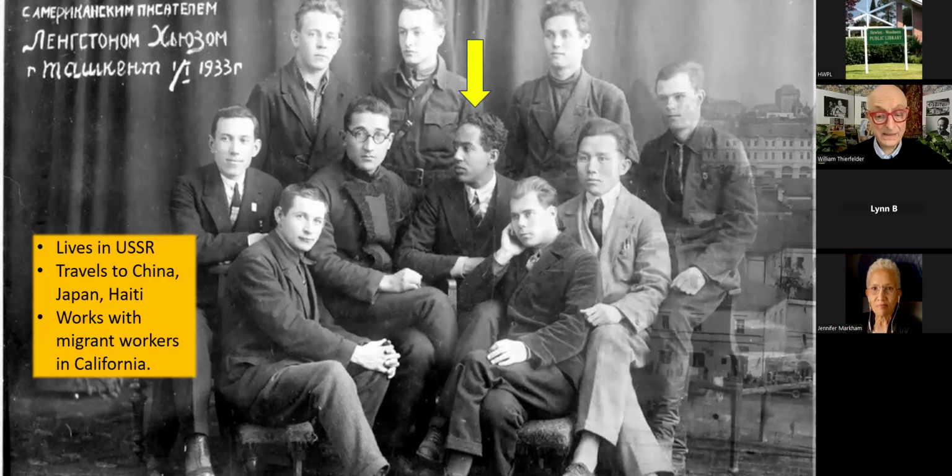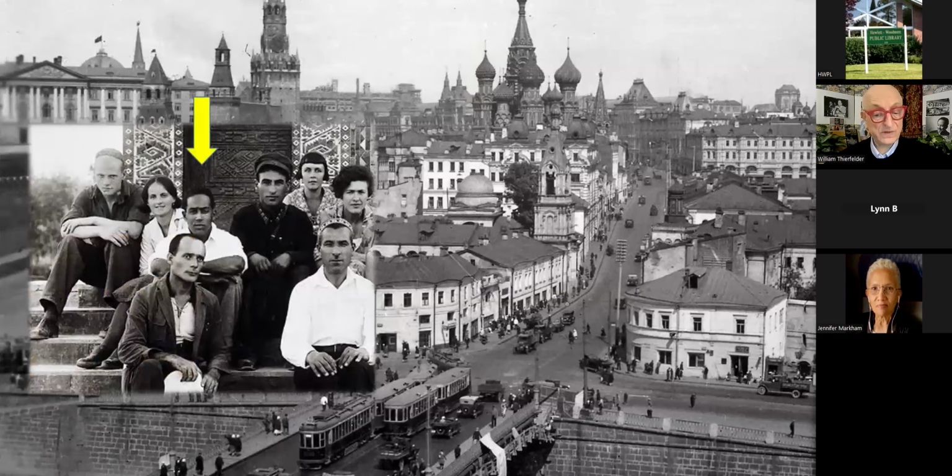And here you see a few more photos of Langston's Russian adventure. Now, as you can imagine, this fascination with communism would eventually come to haunt Mr. Hughes in the 1940s and 50s when the FBI and Joe McCarthy set their sights on him.